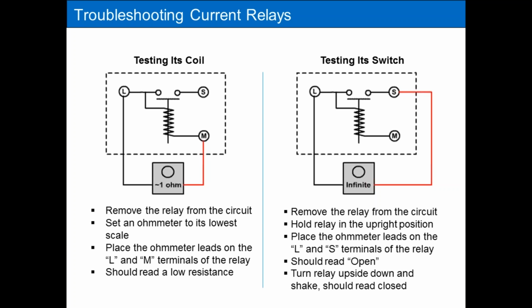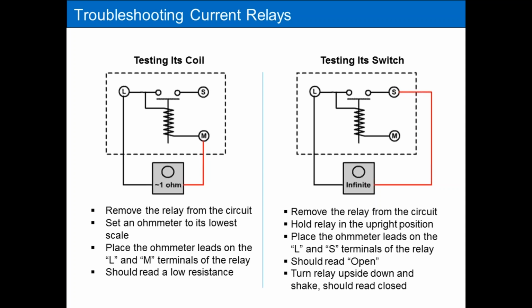On the switch side, you want to measure across the contacts. These are weighted or positional relays. In their normal upright position, the relay is de-energized, no voltage, no current present. The relay switch should be open. So you should measure an open circuit, an open switch, with your ohmmeter when you go across the switch.